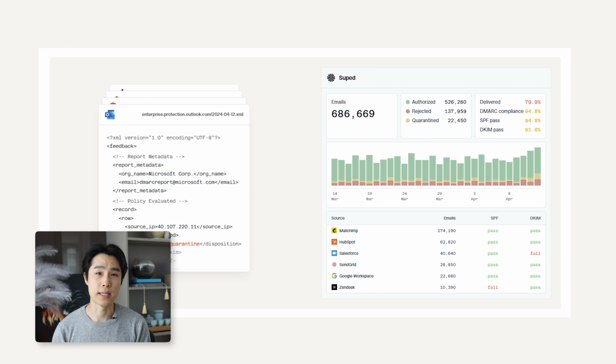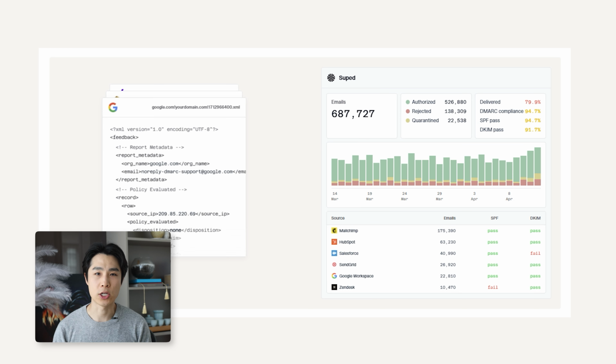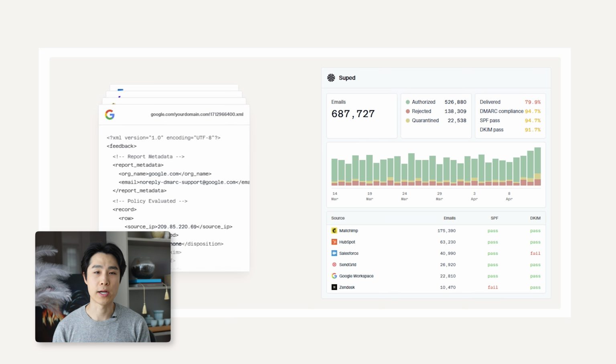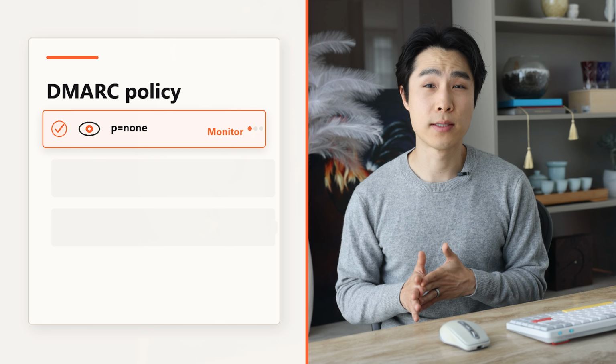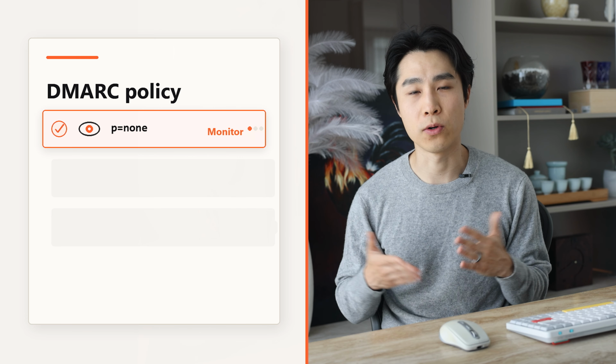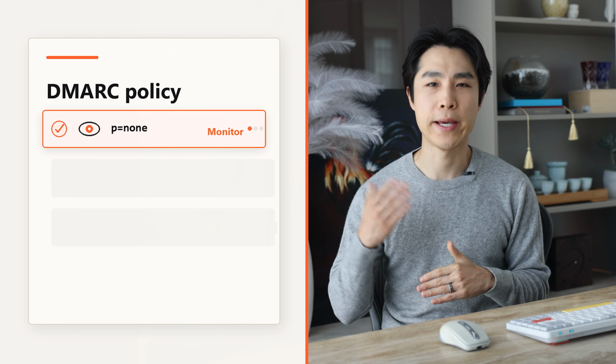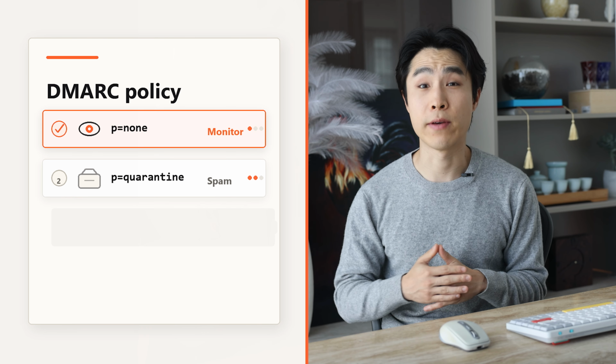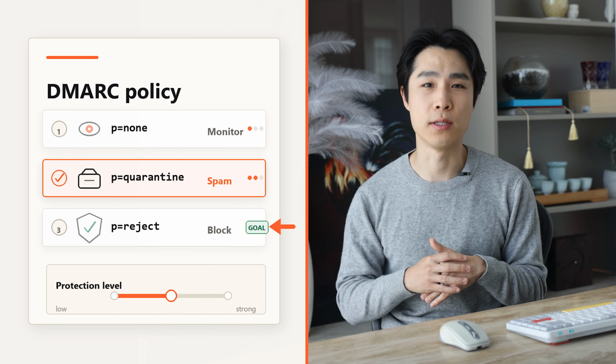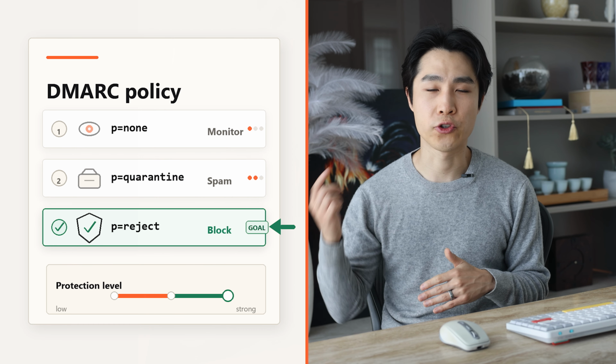Suped turns those DMARC reports into a clean dashboard so you can see which emails are actually passing and delivering, which ones are failing, and whether anyone suspicious is trying to spoof your email domain. So once everything legitimate is passing, you can move from p=none to quarantine and eventually to reject for full protection. And we've got a full video on this in the description below.